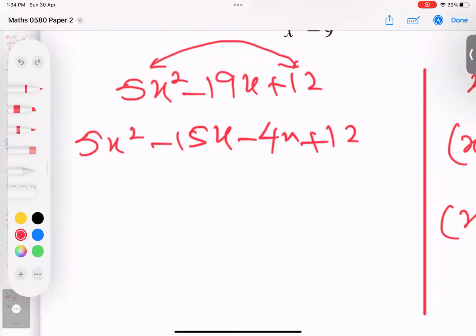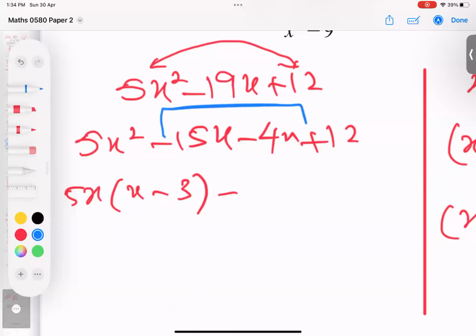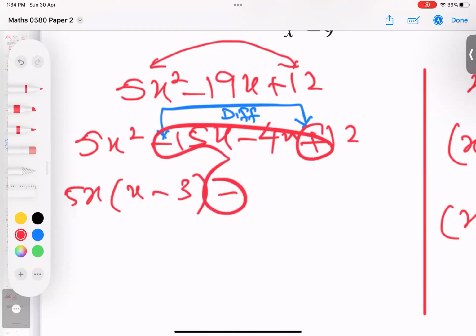From here, what is common? x common and 5 common. I get x minus 3. From here, naturally it is clear 4 is common. And I tell you one thing, if these two signs are different, then I must need a minus sign here. If they are the same, then outside plus.